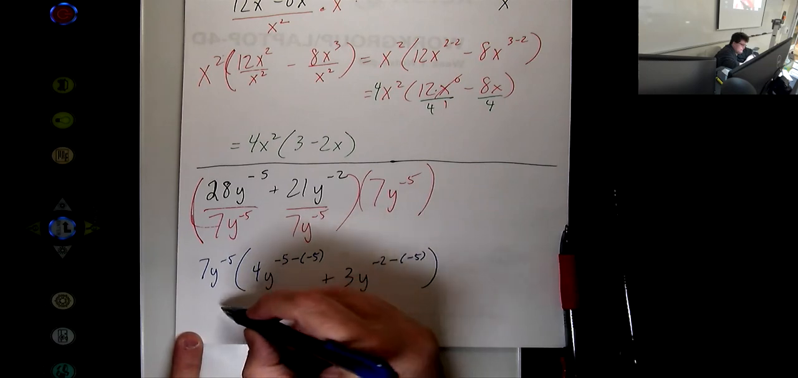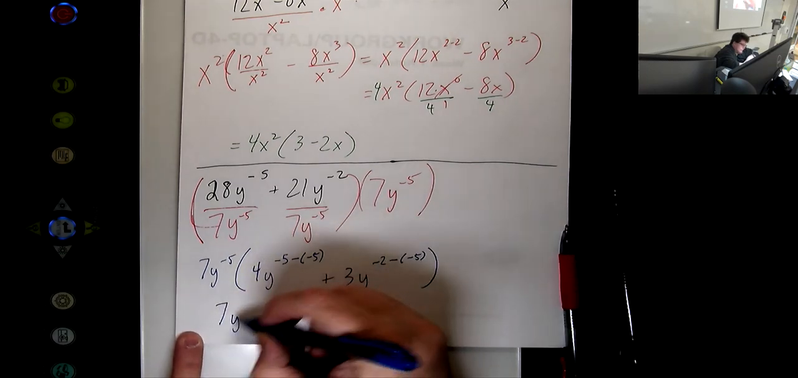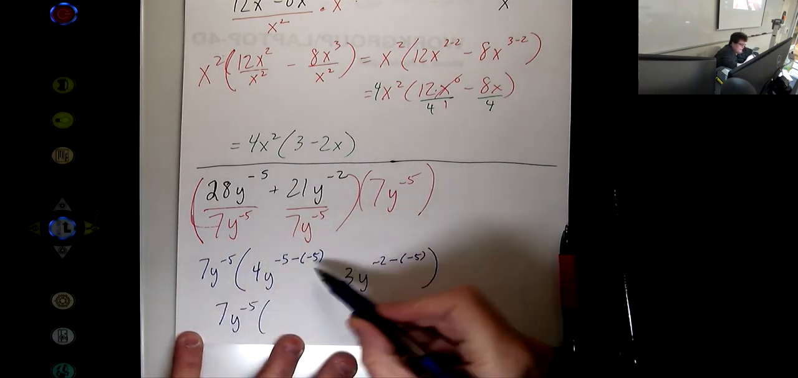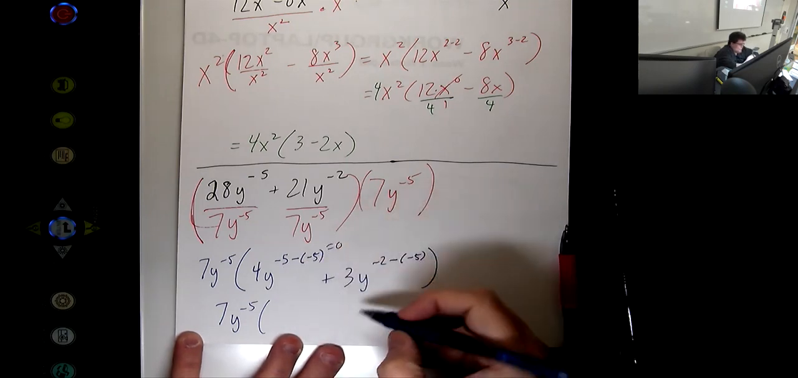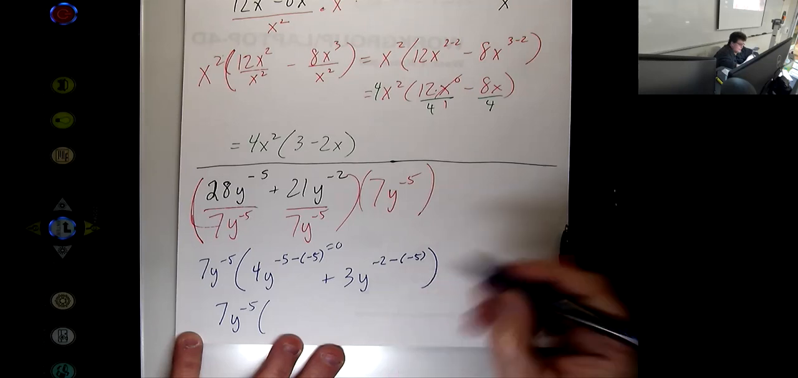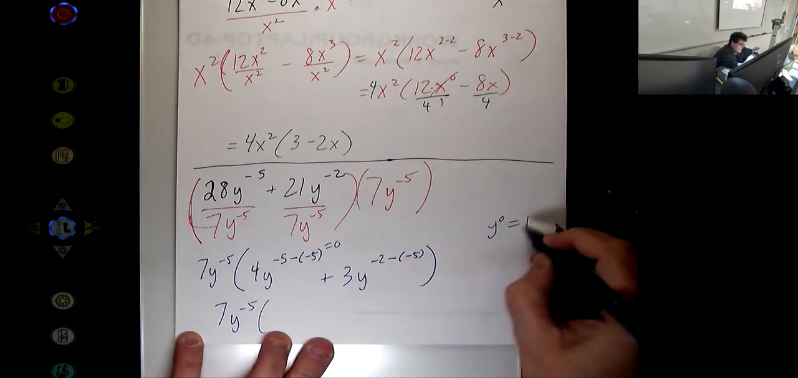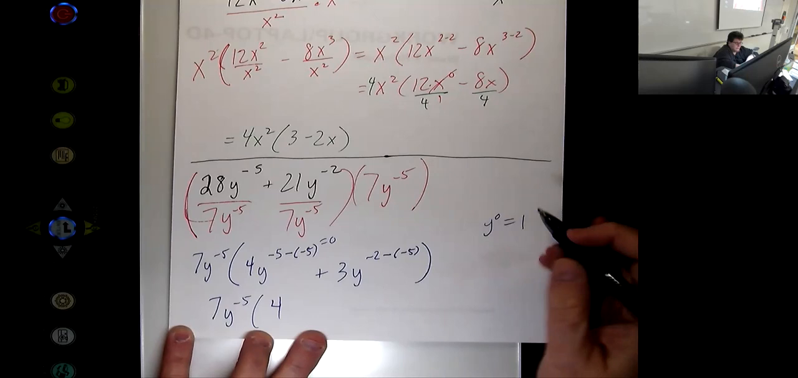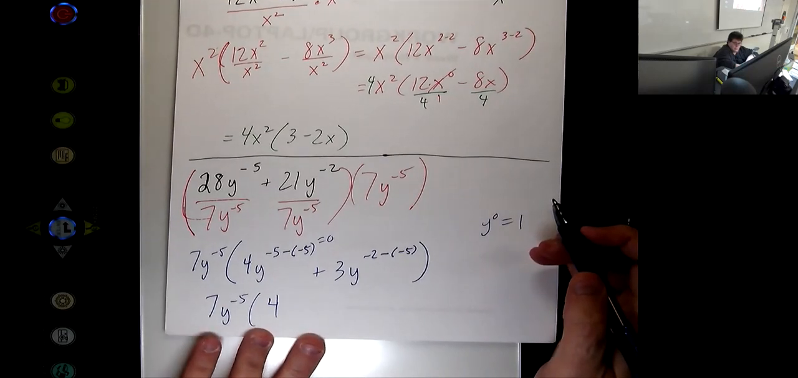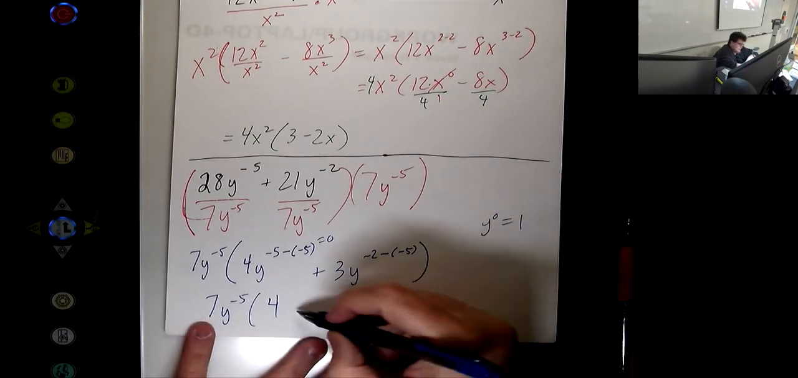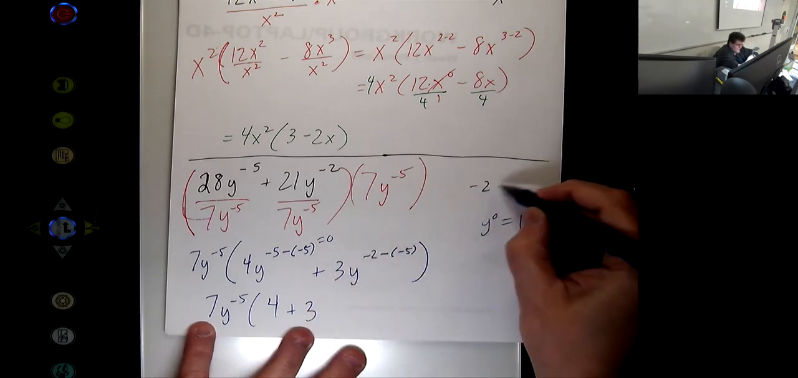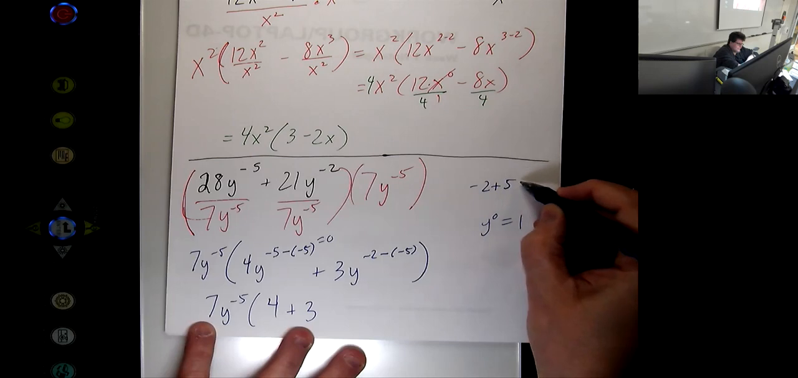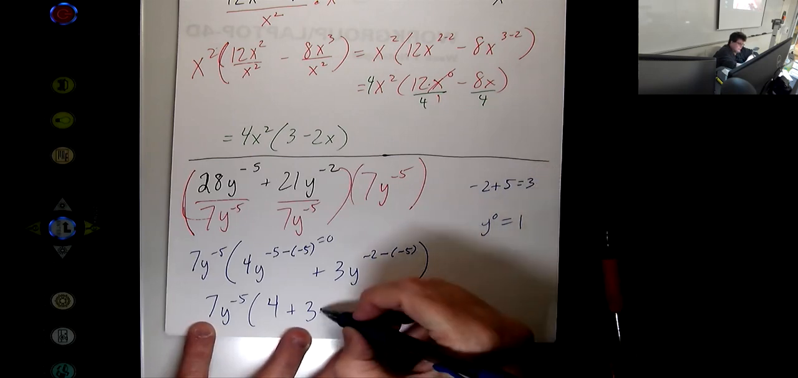And we can clean that up. Negative 5 minus negative 5 is 0. So y to the 0 is 1. So I've got 4 times 1 is 4. And I've got plus 3. Negative 2 minus negative 5 is negative 2 plus 5, so 3. 3y cubed.